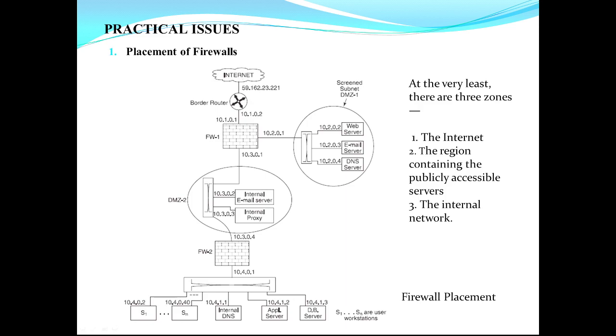You have the region containing the publicly accessible servers. You can see the publicly accessible servers, like at the right side you have web server, email server, DNS server, those things. And then you have something like at the DMZ2, internal email server or internal network, internal proxy, all those things.